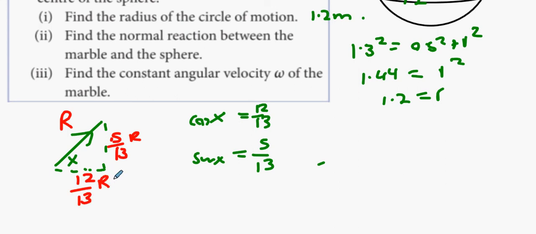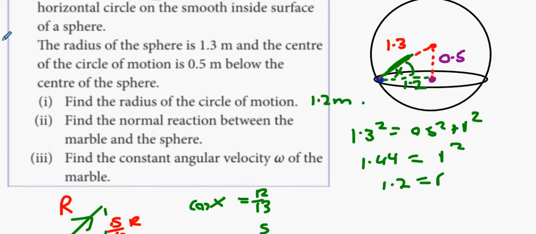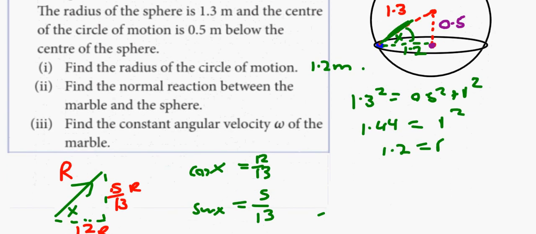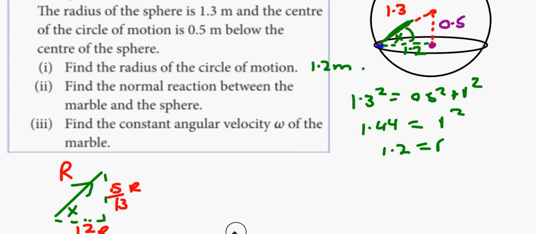We are okay so far? Now, what goes up has to equal what goes down. So what goes down? What weight is it? 10 kilograms, so 10 G, going straight down. So 10 G going straight down equals 5 over 13 R going up.